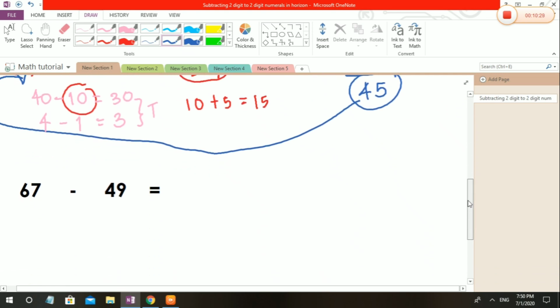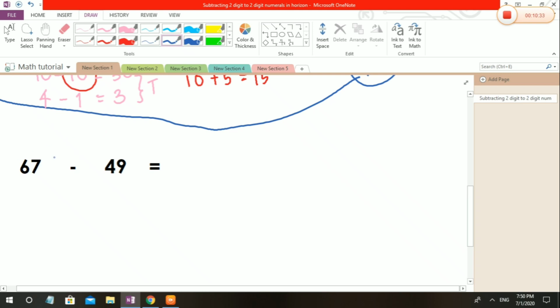Now let's move to the last example. Let's try this. So 7 is less than 9. What are we going to do? Try to borrow from 6. So it will be what? 6 will become 5, because 6 minus 1 is 5. And 7 will become 17. Why? Because 10 plus 7 is 17. Now, try to subtract these two numbers. 17 minus 9 is equal to 8. Correct. And then, instead of 6, we will use 5. 5 minus 4 is equal to 1. So, our answer here is 18.